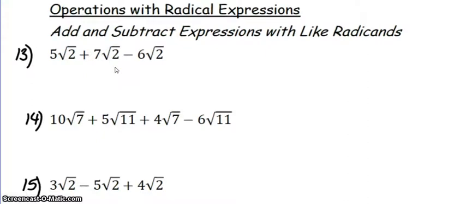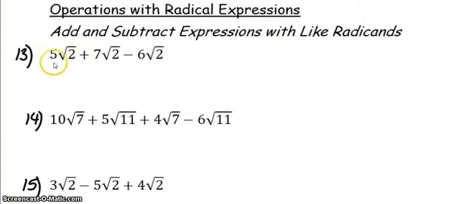Okay, today we're going to review adding and subtracting expressions with like radicands. Essentially, what this means is that we have like terms in our expression. In order to add and subtract these radicals, we need to make sure that what is under the square root sign is all the same. If it is, then we can combine them.